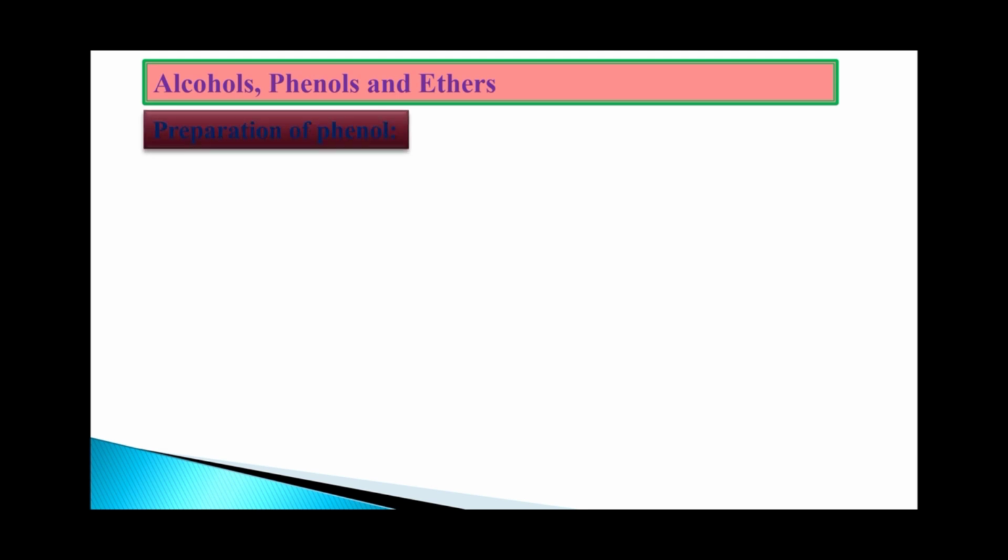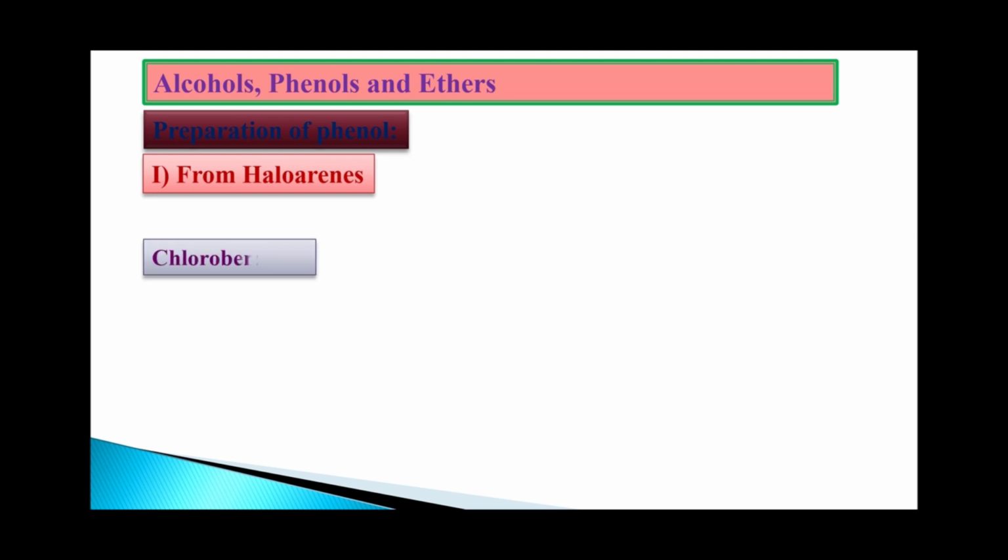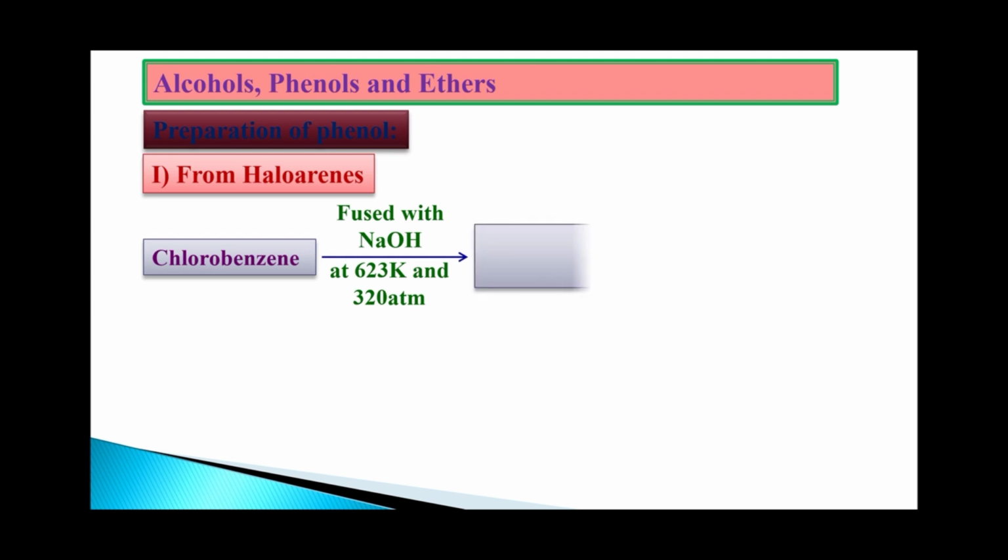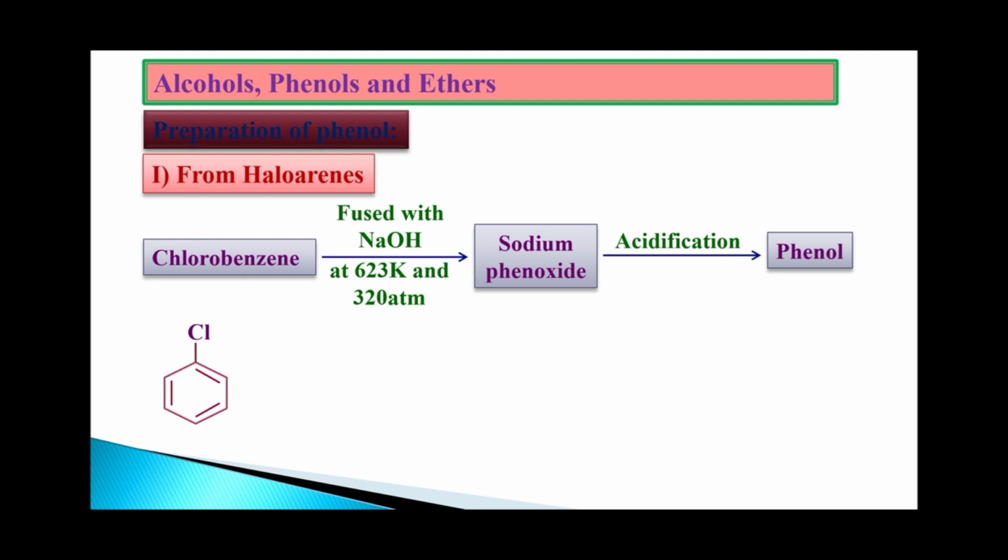Taking chlorobenzene as one of the starting materials, we will see how phenol can be prepared. When chlorobenzene is fused with NaOH at a temperature of 623 Kelvin and 320 atmospheric pressure, we get sodium phenoxide. This sodium phenoxide, when treated with dilute acids like HCl or H2SO4, gives phenol. Let us see it in reaction form.